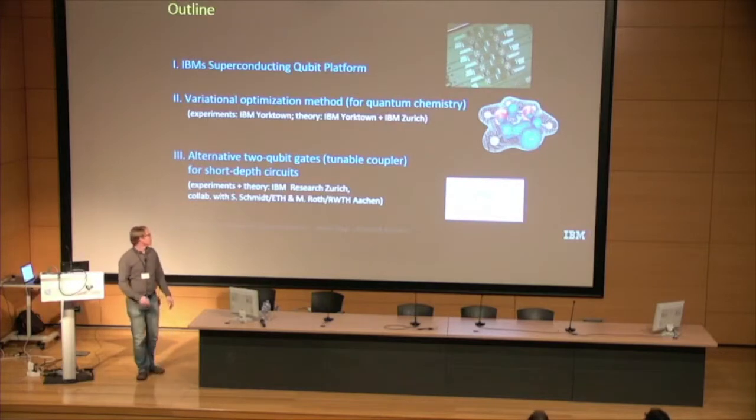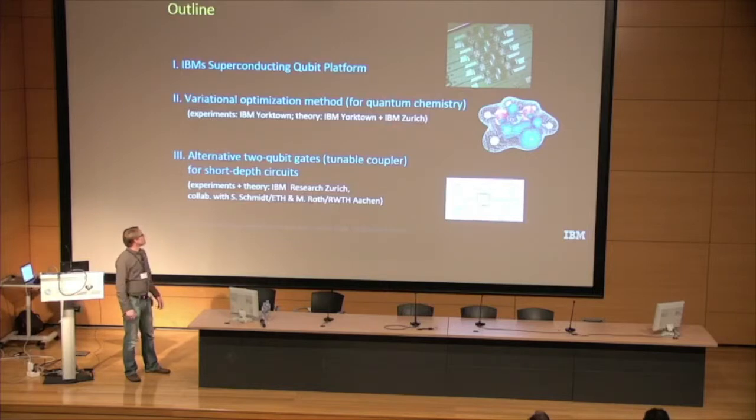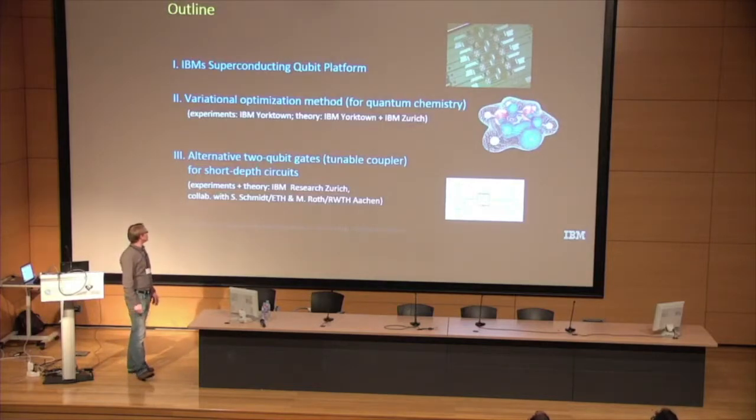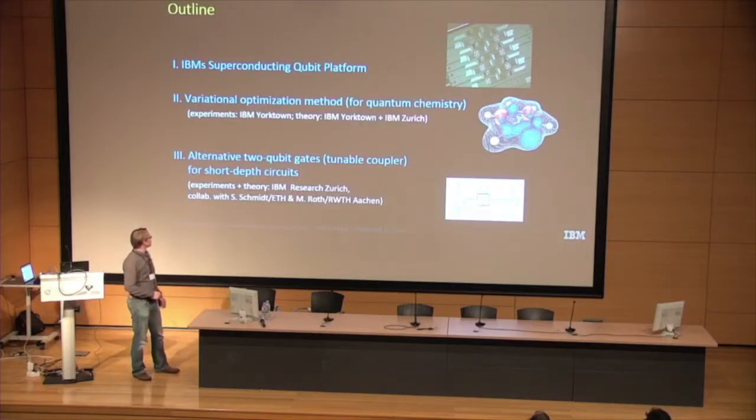So the outline of the talk is, I will introduce the superconducting qubit platform. I will talk about variational optimization methods that we are using now for doing quantum chemistry, and I will present the example of calculating ground state energies, where the experiments have been done in Yorktown. And then I will talk a little bit about how to extend this platform by finding alternative 2-qubit gates, being able to do more on the existing hardware or extending the hardware to do more algorithms or more efficient algorithms.